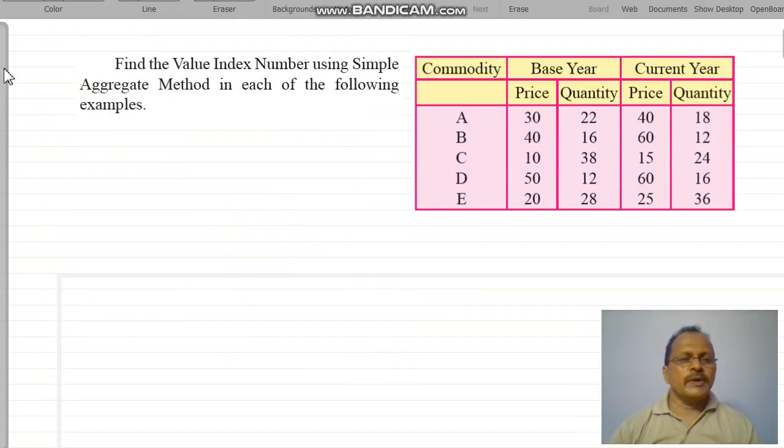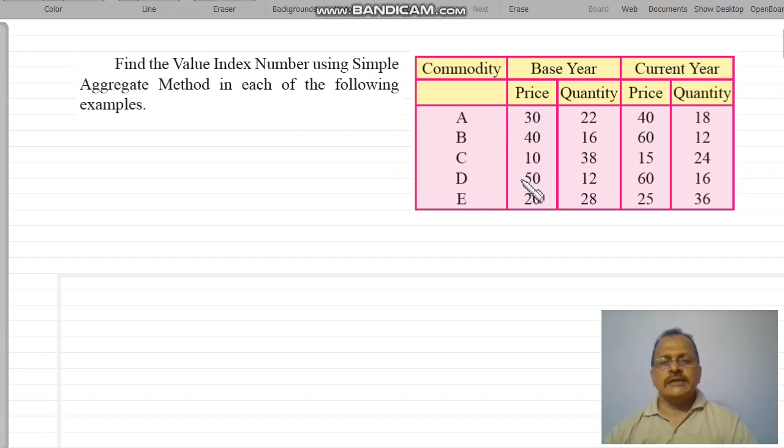The next problem with us is, find the value index number using simple aggregate method in the following example. Commodity A, B, C, D, E are given. Base year price and quantities are given to us. Current year price and quantities are also given to us. Using this, we have to find out the required value index number.